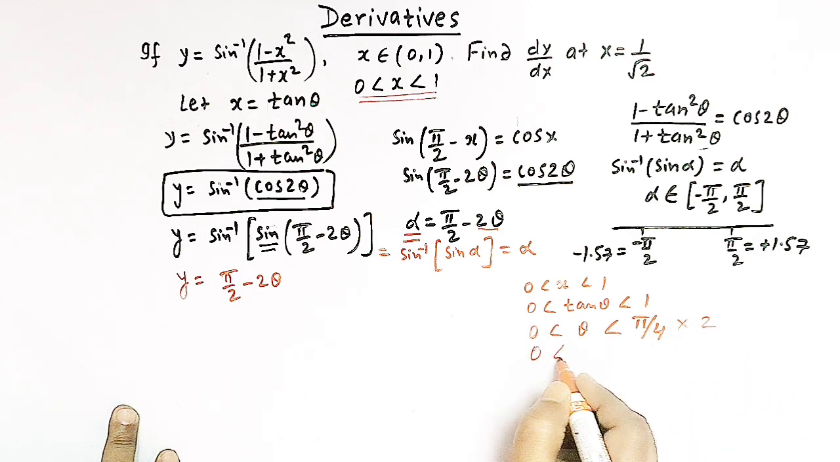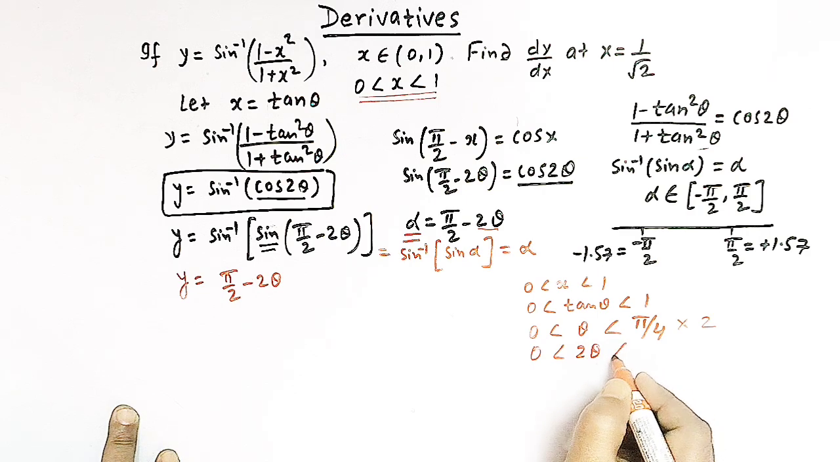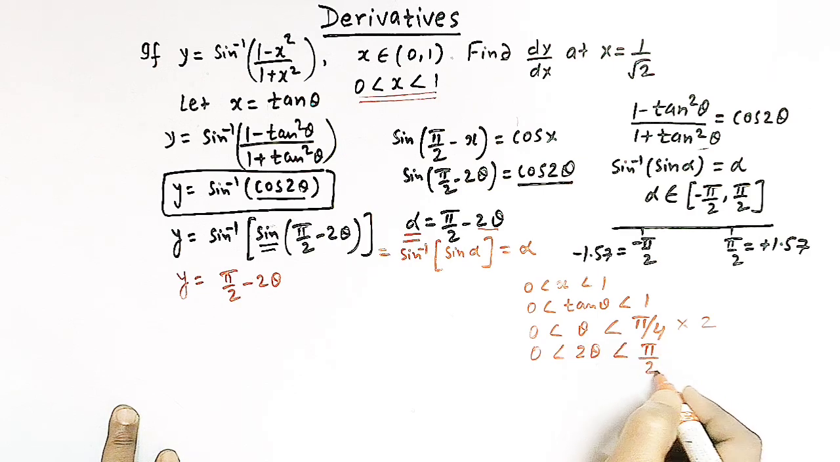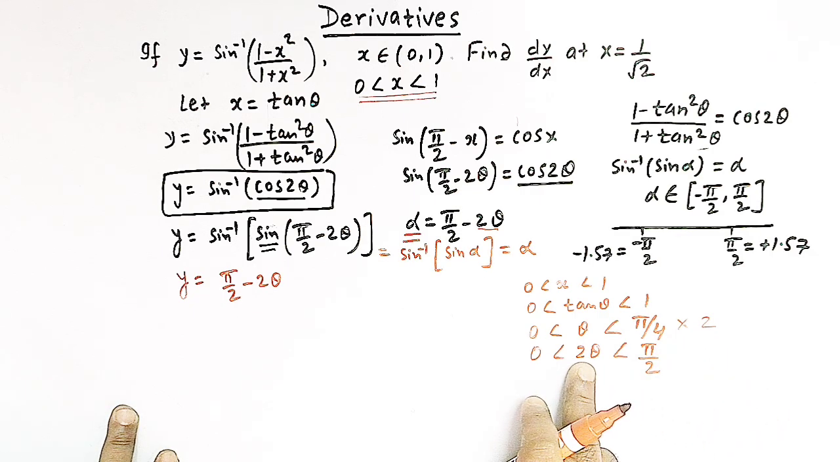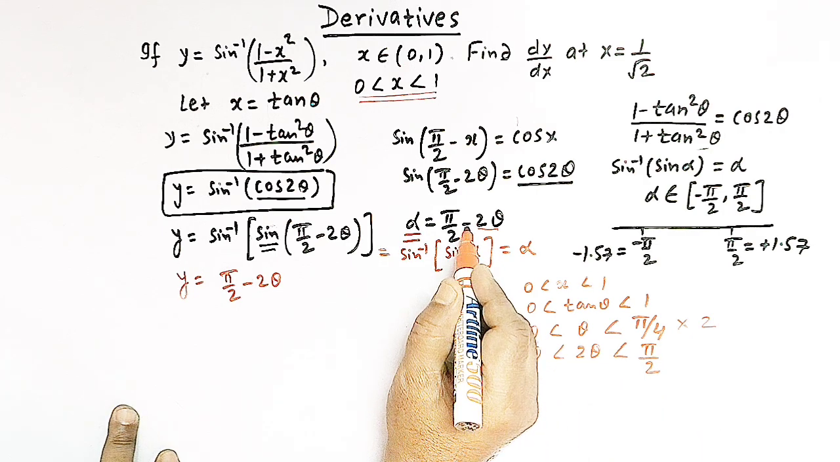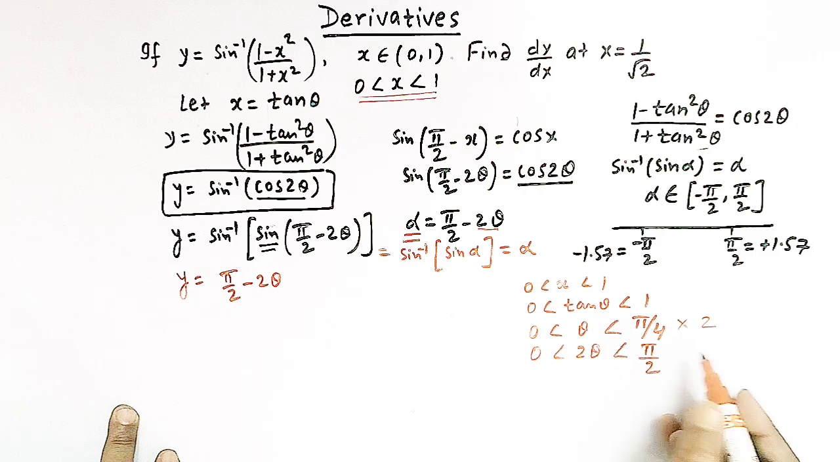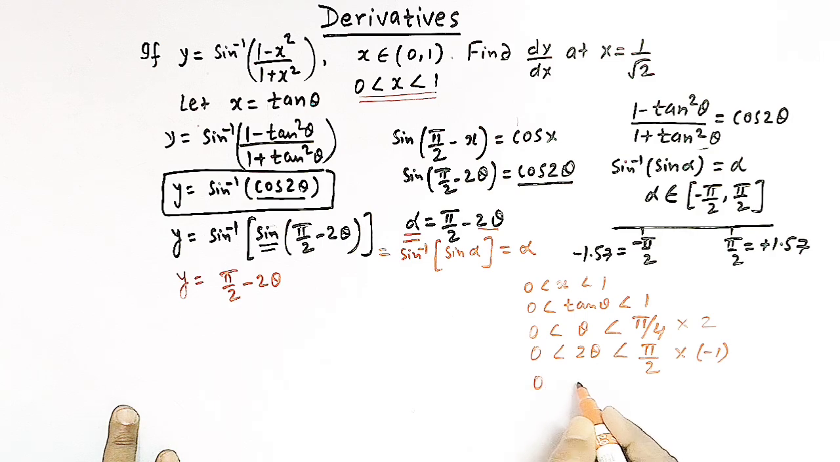So here we have 0, here we have 2 theta, and here we have pi by 2. So here, cancelling this 4 by 2, we now have 2 theta belonging to the interval 0 to pi by 2. Now here we have a negative of 2 theta, so let us multiply throughout this inequality by minus 1. So here we have 0, here we have minus 2 theta, and here we have minus pi by 2.